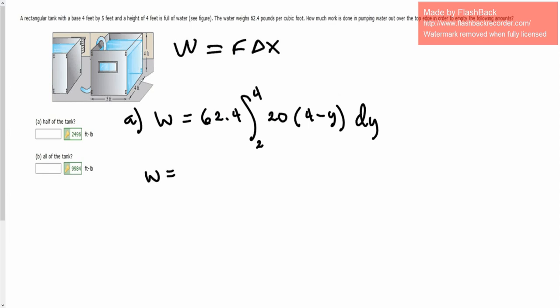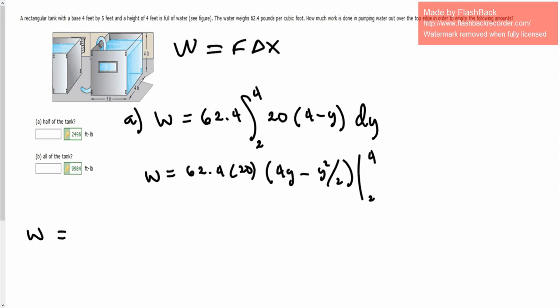So the work is 62.4 times 20, integrating 4 minus y. I'm going to go ahead and just do that. This is 4y minus y squared over 2, evaluated from 2 to 4. So the work equals 62.4 times 20 times the following. Evaluate at 4: we get 16 minus 16 divided by 2, which is 8. Then minus, evaluate at 2: we get 8, and the minus of the minus is plus, and that gives us 4 divided by 2, which is a 2 there.